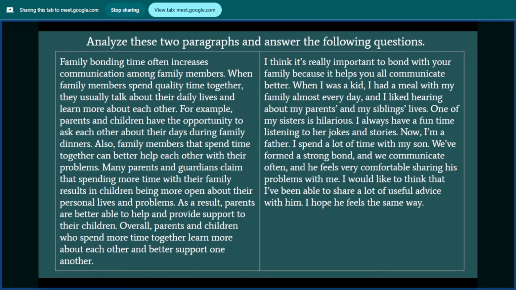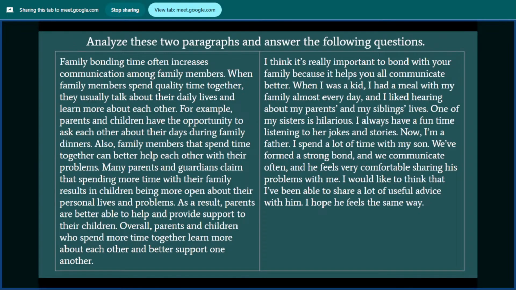Okay, Daksh. Yes, ma'am. The first paragraph looks like a general paragraph telling about the bonding between the parents and children. And it looks like a part of an article. And the second one is like a personal experience or the opinion given over the first paragraph, telling about his personal experience and how it reacted to the articles. That's it.